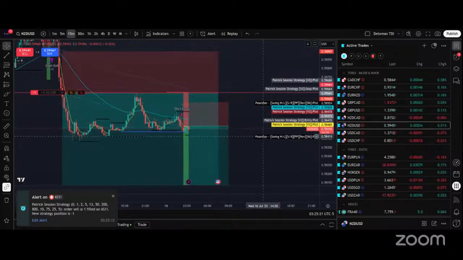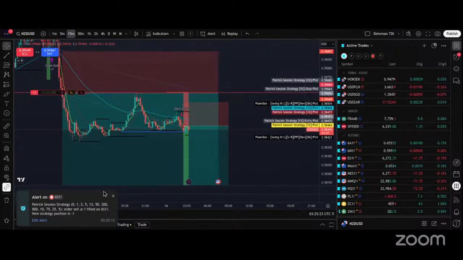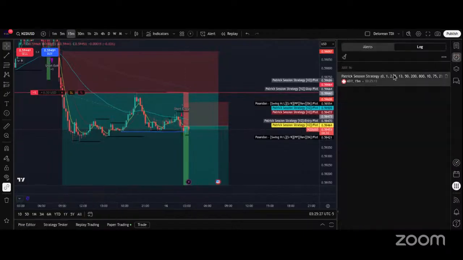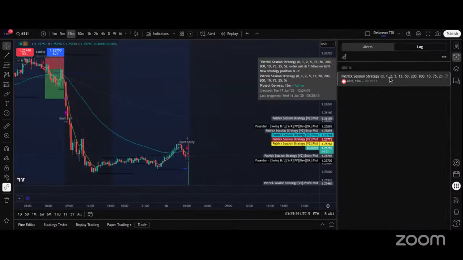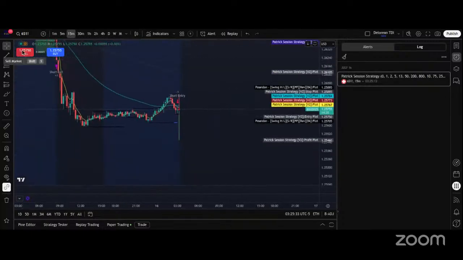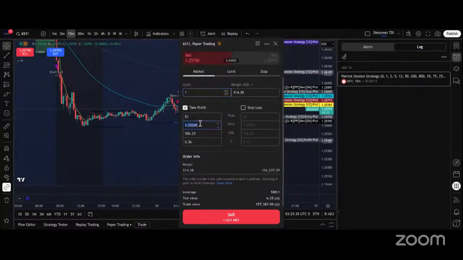It looks like we have a futures opportunity on 6S1. It's the futures on Swiss franc. Let's take a look. And we have a sell to 1.2546.